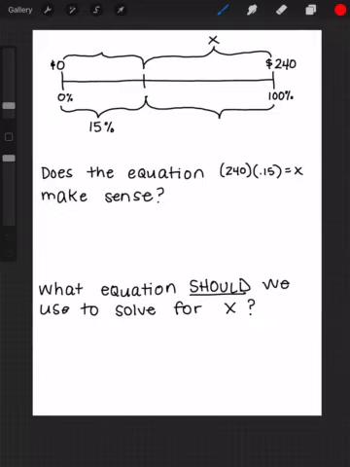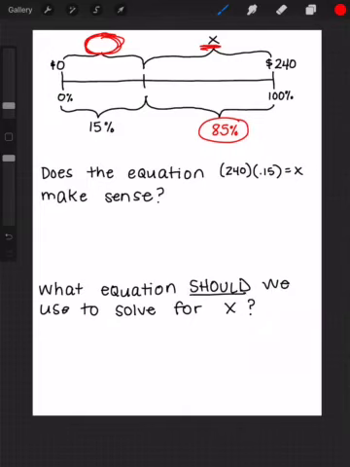All right, so for this one, there's a diagram set up already. We know that 0% is $0. That makes sense. We know that 100% is $240. We have a 15% here. We don't know what this is, okay? And we also have another percent down here that's not filled in, but by process of elimination, we can say 100 minus 15. This is going to be 85% here because that's my missing portion. But up here, we just have an X. So I can't figure out what this is because I don't know what this is.